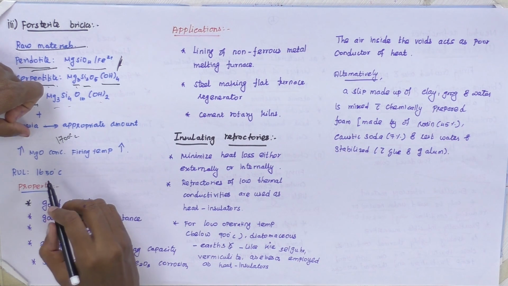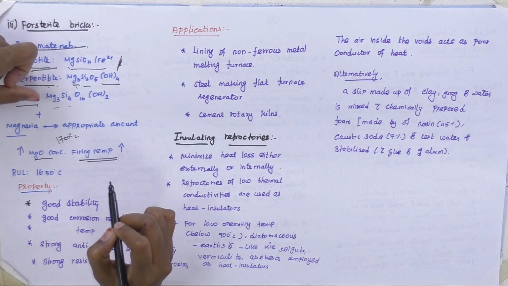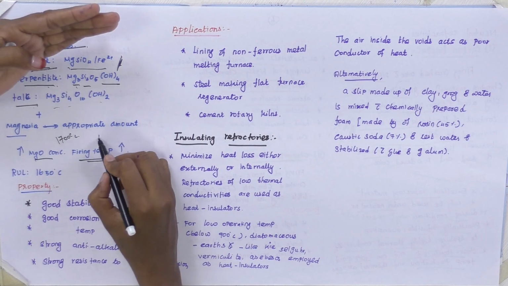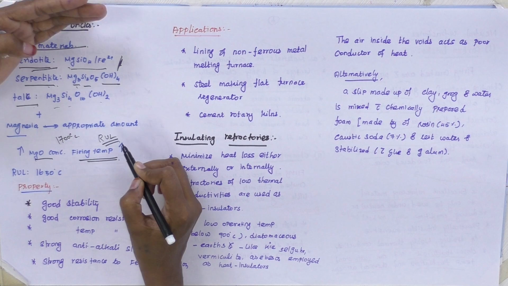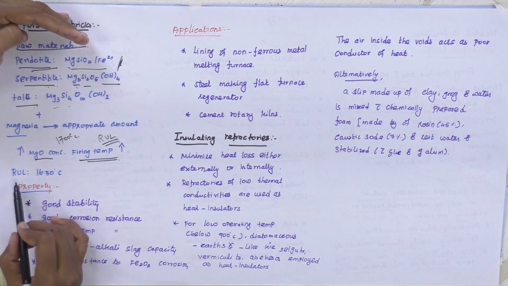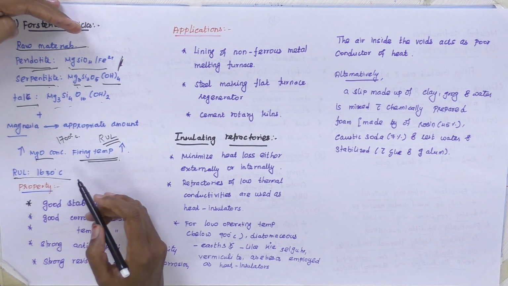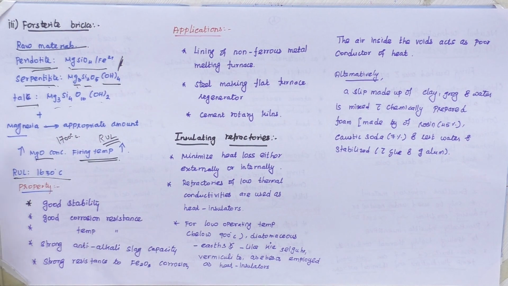When we increase the magnesium oxide concentration, the firing temperature is also increased. So the RUL, that means refractoriness under load, of forsterite bricks also gets higher. Generally the RUL of forsterite bricks is 1650 degrees Celsius. Next we are moving to the properties of forsterite bricks.